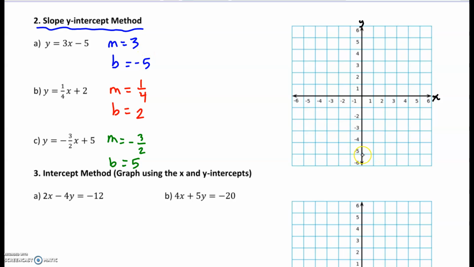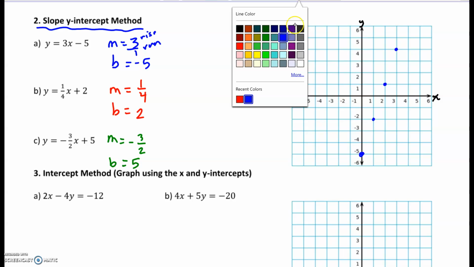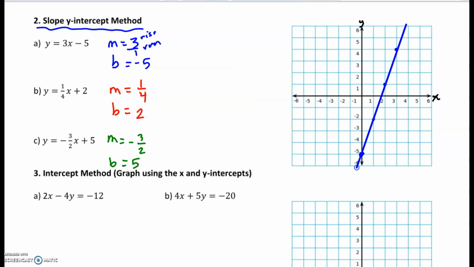So my b value is -5, and now I'm going to use my slope. We remember that that's 3/1, so I have a rise of 3 and a run of 1. So that means I go up 3 and to the right 1. Up 3 to the right 1, up 3 to the right 1. Okay, once I've plotted enough points, we'll draw our line, and we'll put our arrows on the ends and label with the equation. So that's y equals 3x minus 5.